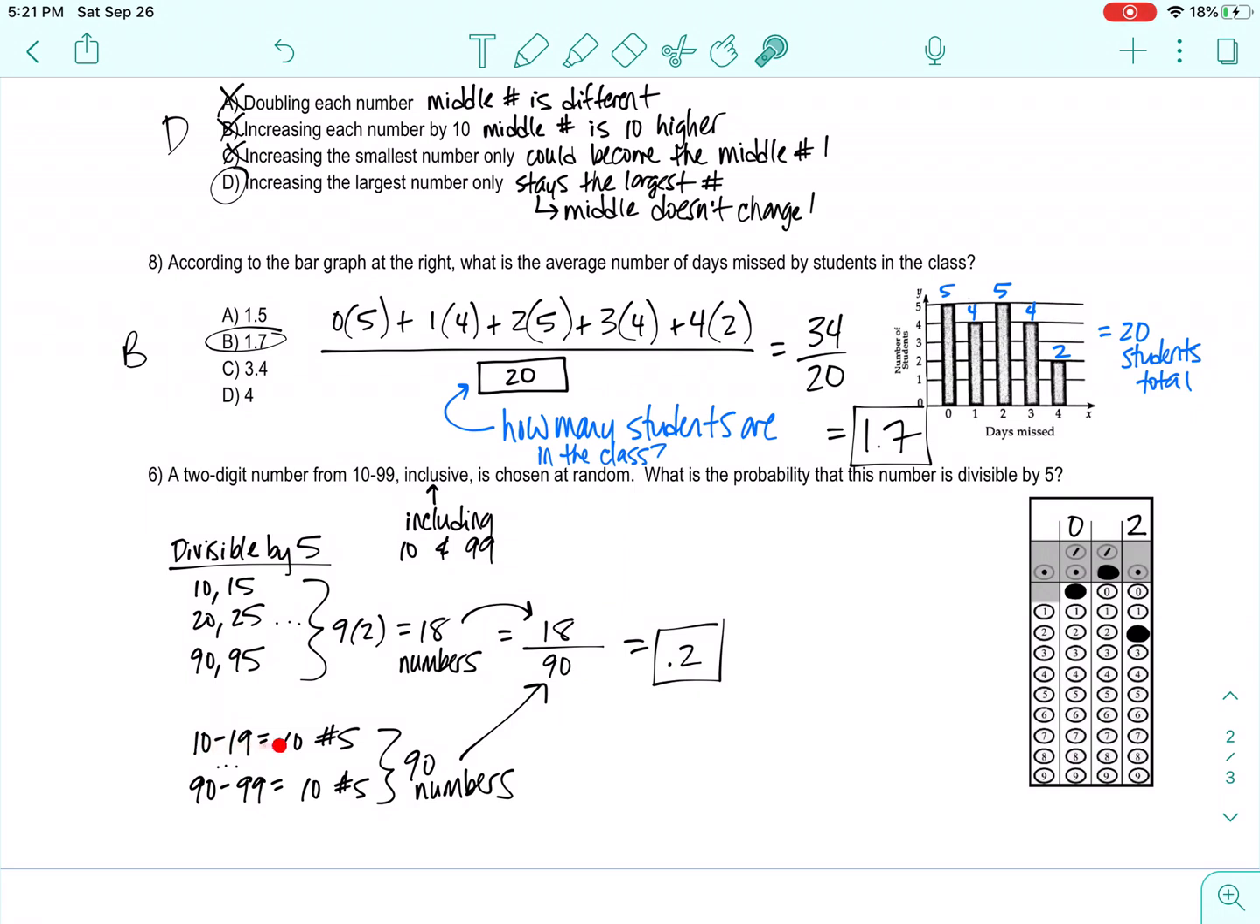And then I've got 10 numbers in the 10s, 10 numbers in the 20s, 10 numbers in the 30s, etc. All the total numbers between 10 and 99, including both of them, which means you can't do a subtraction here. You are including 10 and 99, that is 90 numbers. That goes in the denominator. When you divide that, you get 0.2.